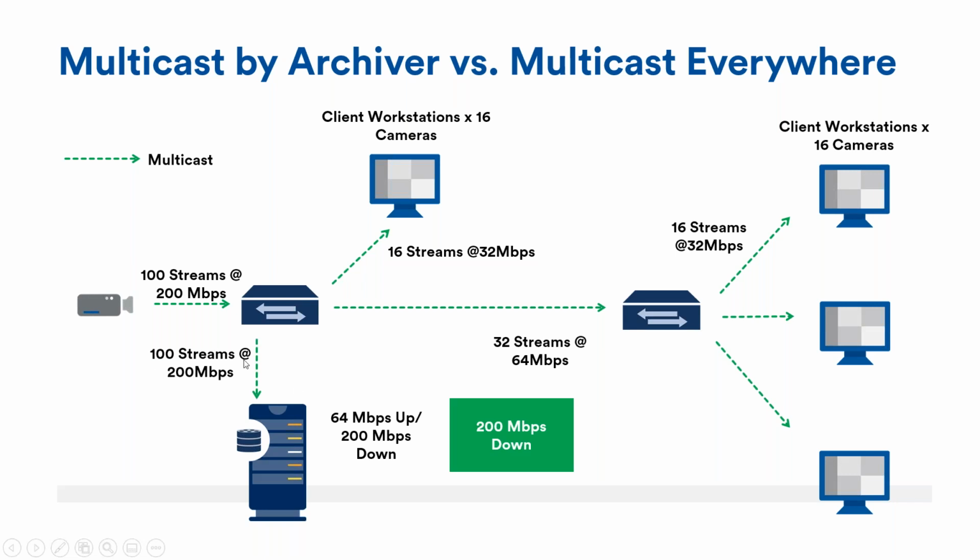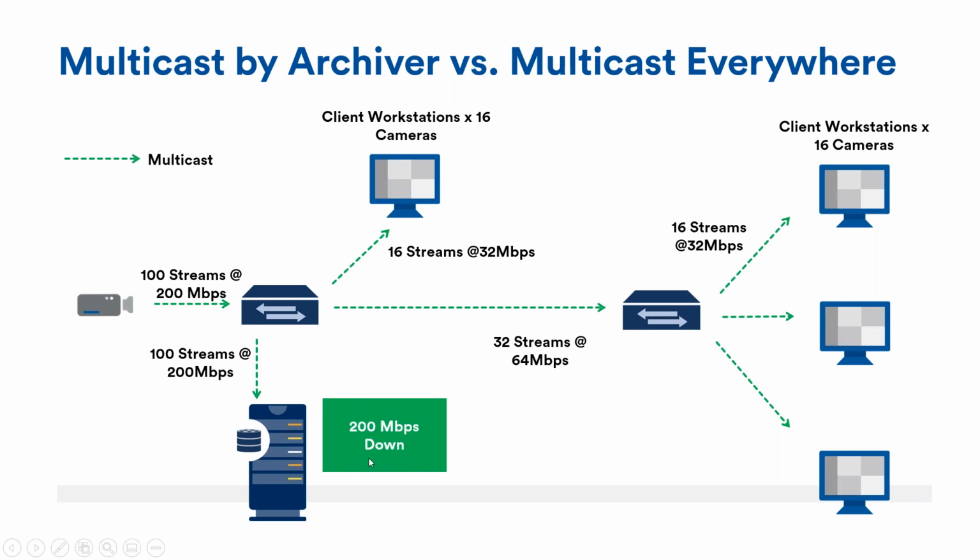So now we have the 200 megabits per second coming down because we're recording the video, so that's always going to be the case. But we have no video being redirected by the archiver and redirector because the camera is sending a multicast stream that's then being distributed by the switches. Okay, so that's a significant reduction of the load on the archiver.